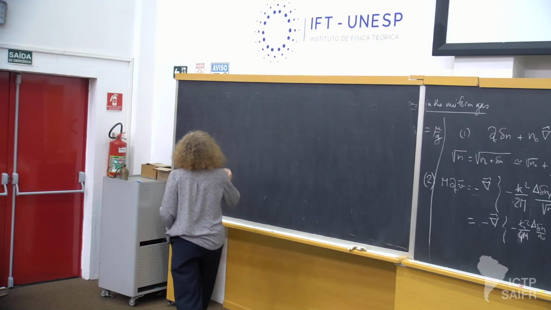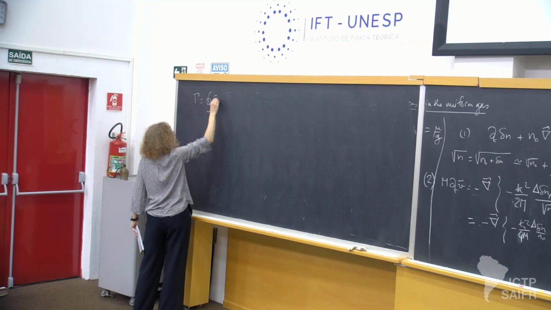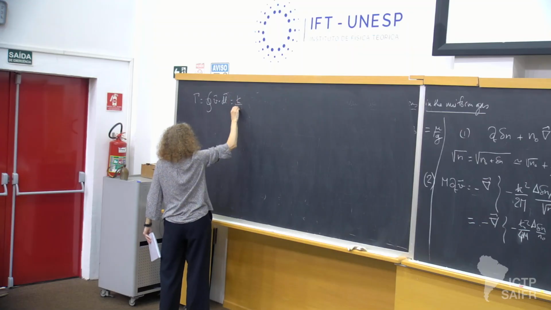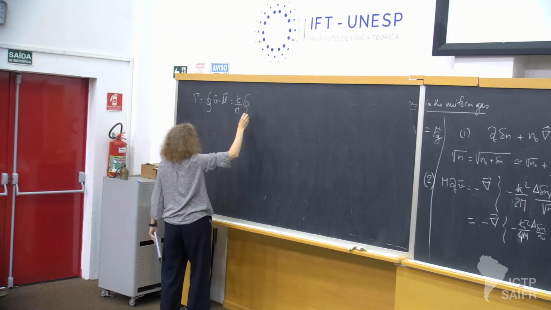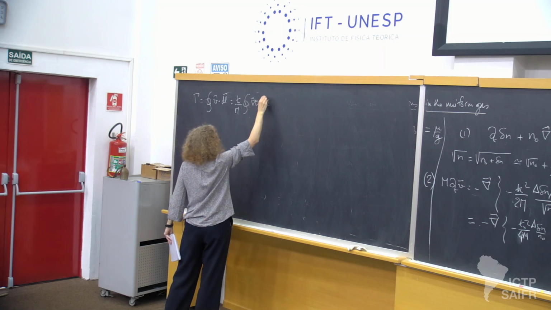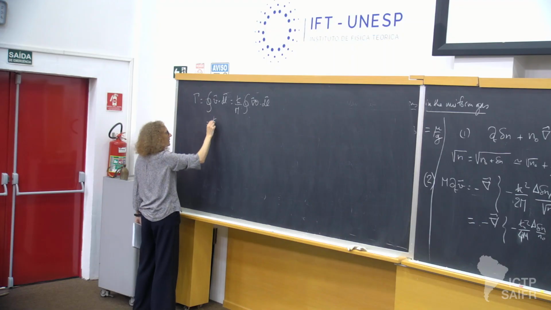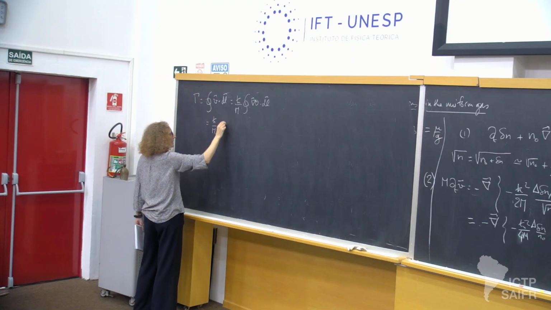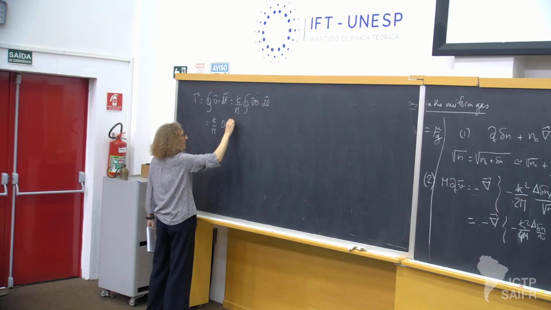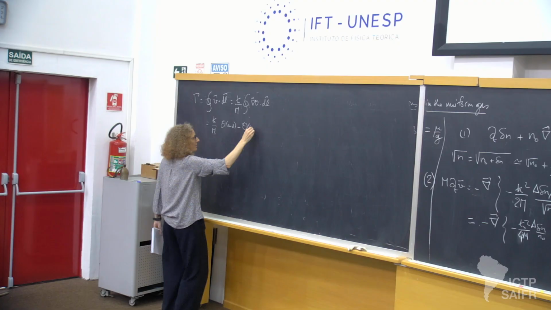So what do I find? I have h bar over m and the integral over the contour of the gradient of the phase dl. So this is simply the phase taken between one side, the end of the contour minus the beginning of the contour.